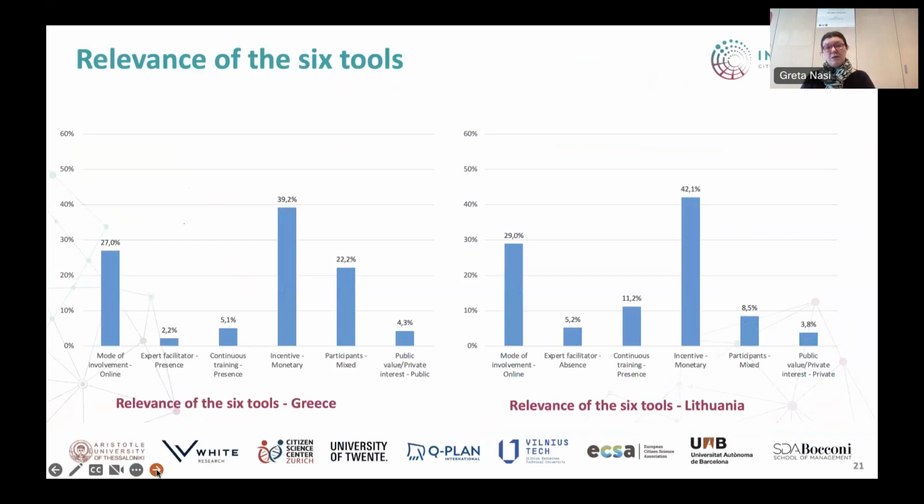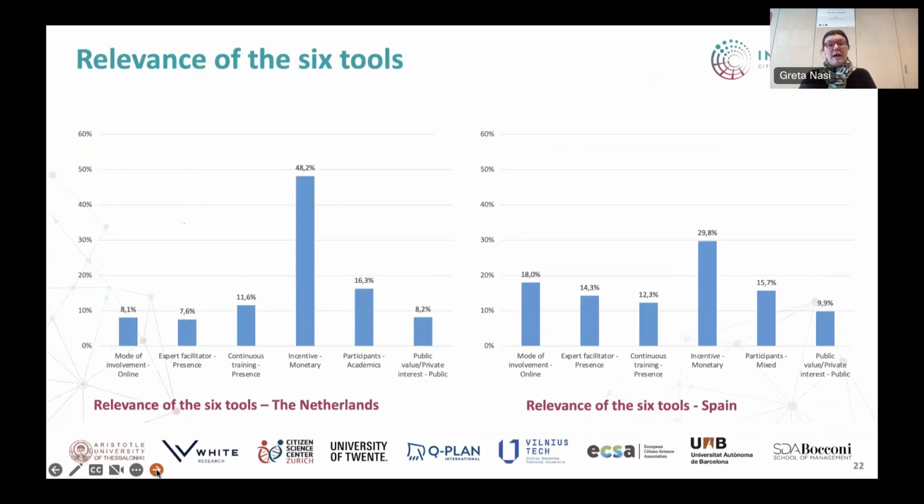As you see, Lithuania shows the modes of involvement online and monetary incentives again to be quite relevant for them. And incentives and modes of participation remain the most relevant tools in Spain, whereas in the Netherlands, it is more monetary incentives and the dialogue with academic communities. So what we find from this is that overall, there's some consistency relative to some incentives across the different countries.